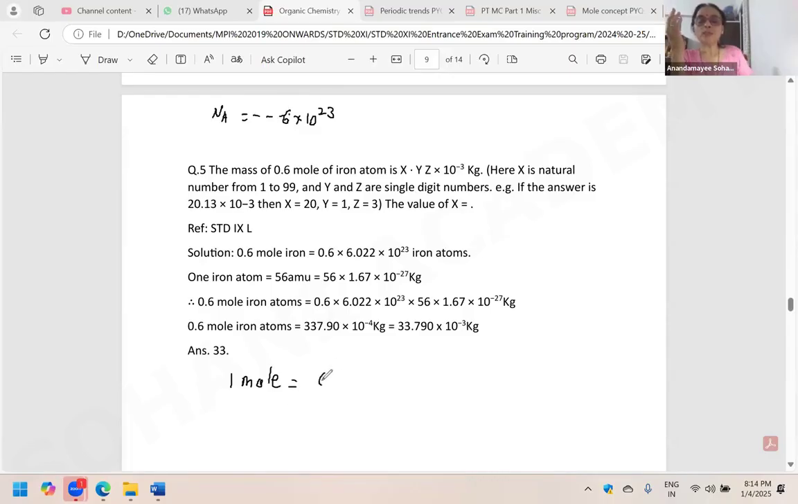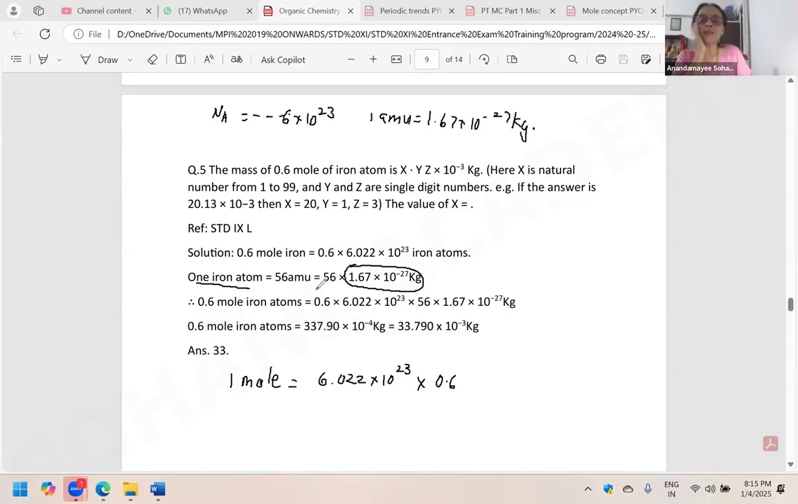So 1 mole is 6.022 into 10 raised to 23 atoms. So 0.6 mole will be 0.6 into 6.022 into 10 raised to 23. Now, 1 iron atom weighs 1.6 into 10 raised to minus 27 kg. You must know this. This is the value of 1 AMU, 1.67, or it may be given above too. 1 AMU may be given above. 1.67 into 10 raised to minus 27 kg will be given in the useful information.